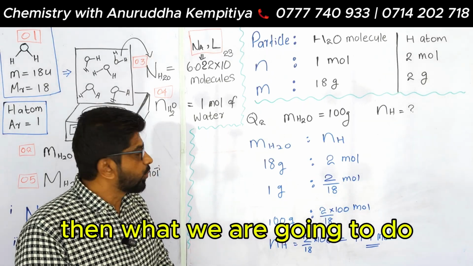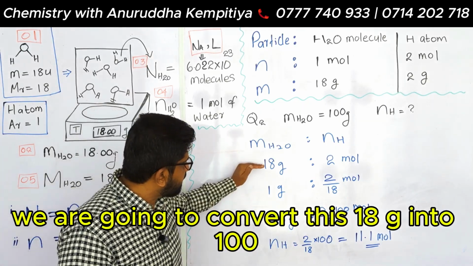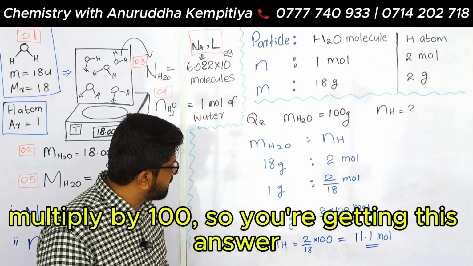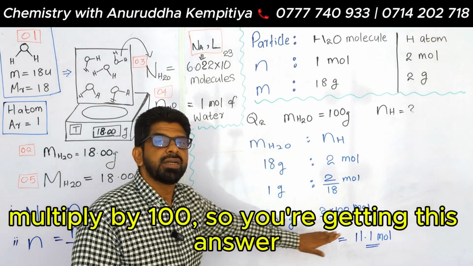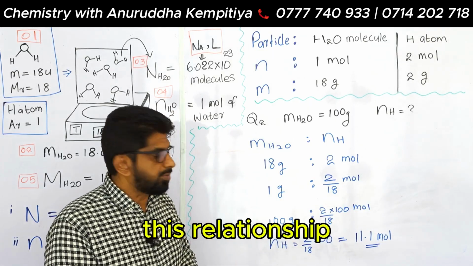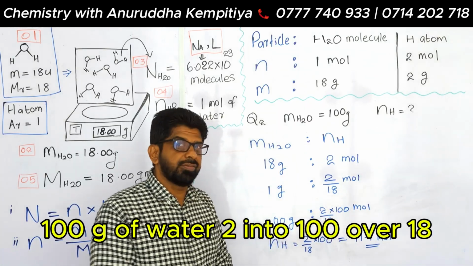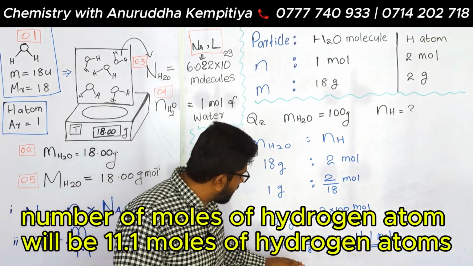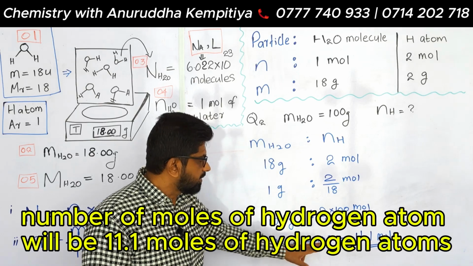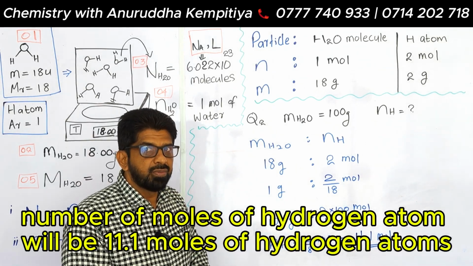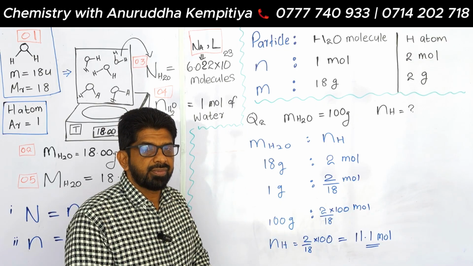Then what we are going to do, we are going to convert this 18 grams into 100. So you divide both sides by 18, multiply by 100. So you are getting this relationship: 100 grams of water, 2 into 100 over 18. Then the number of moles of hydrogen atoms will be this, 11.1 moles of hydrogen atoms.